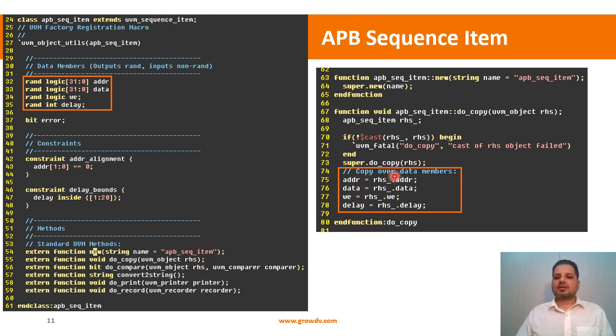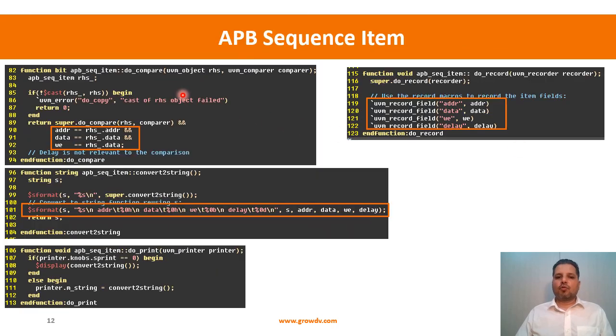Okay, so we do that. This is how the do copy works for the APB sequence item. Let's look at a few more methods.